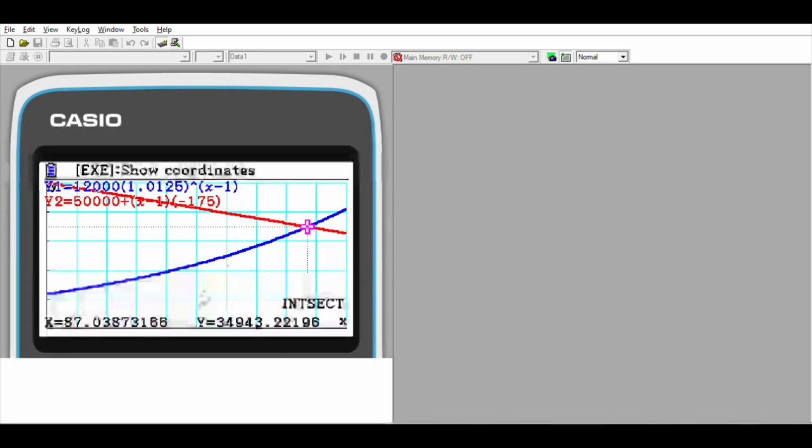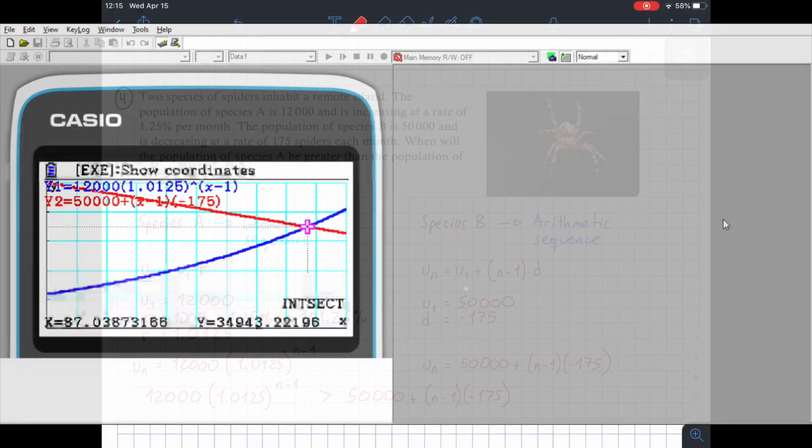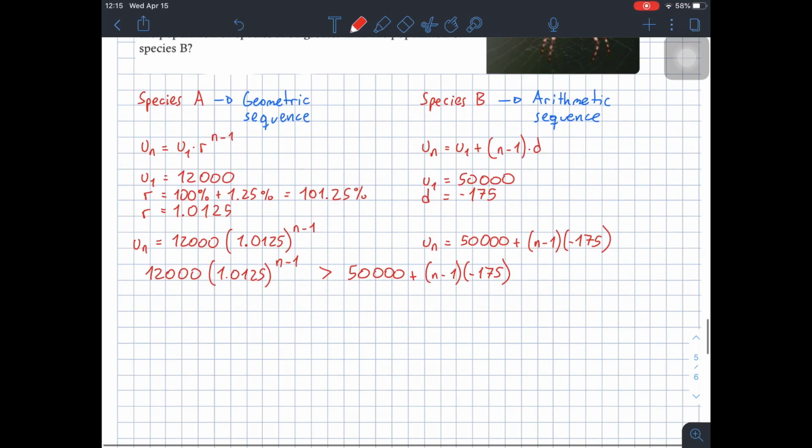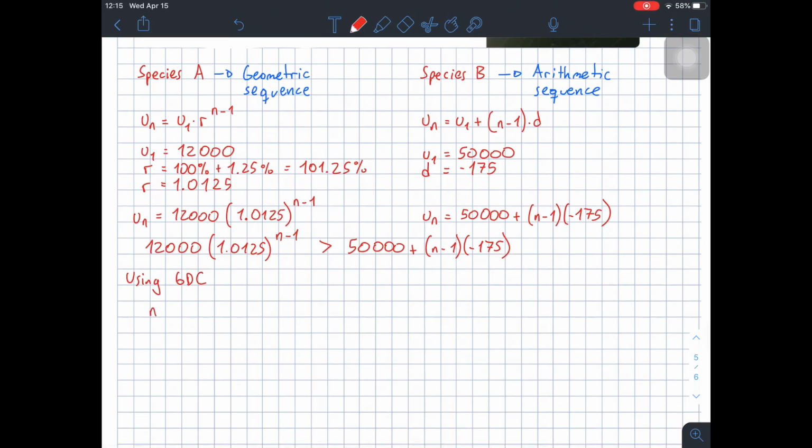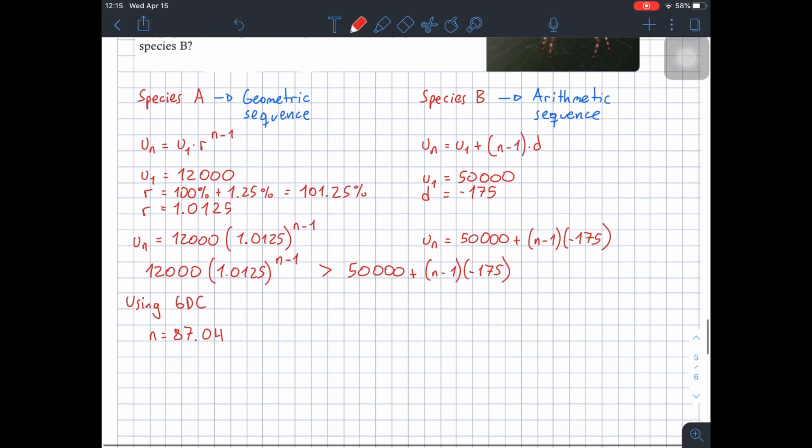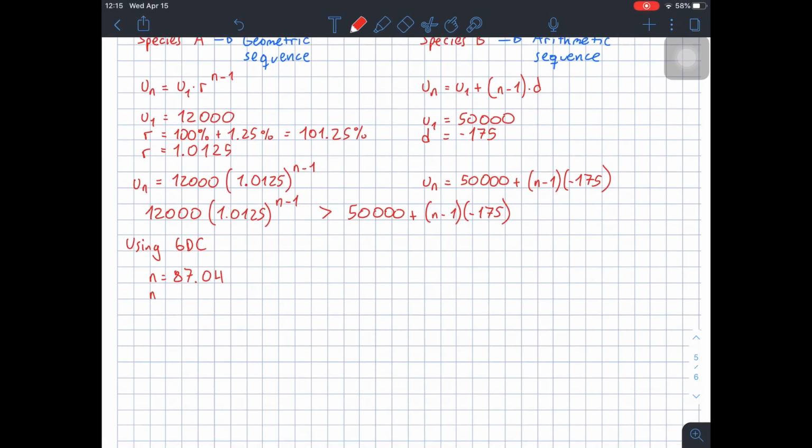So if we go back to the problem, we already have the answer. Using the GDC, we get that the value of n is 87.04, but we need to round this up to have it as an integer number. So n equals 88 months is the answer for this problem.